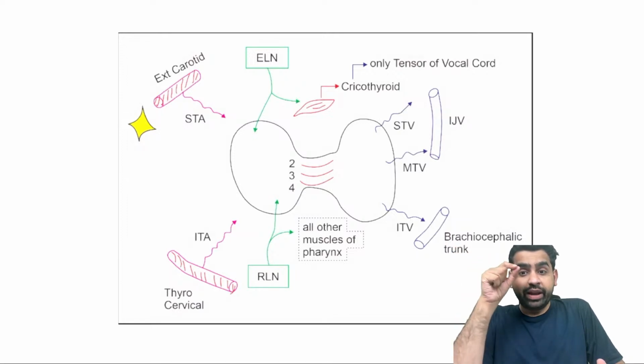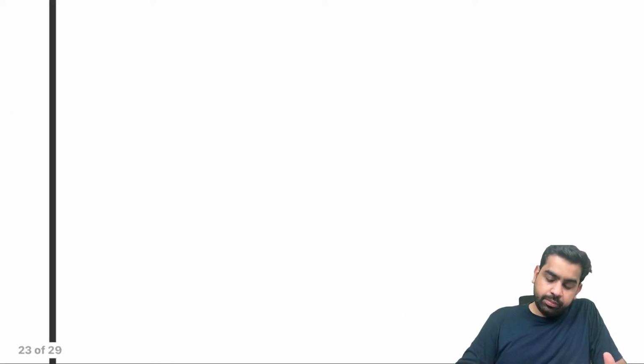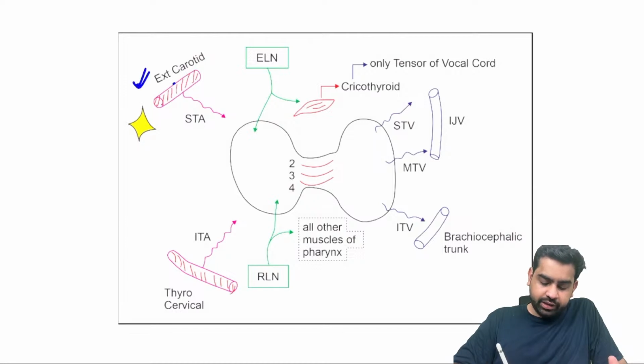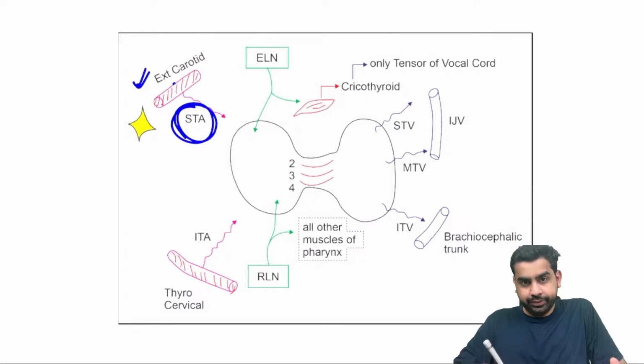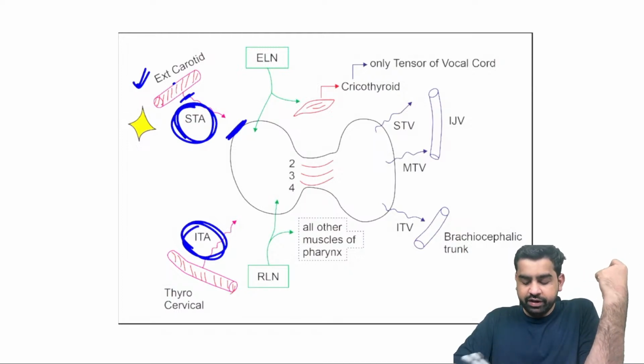Okay, so where do you ligate it? Whenever you are undergoing a thyroidectomy, let's assume there is a patient undergoing a thyroidectomy. Where do you ligate the superior thyroid artery, STA, and the inferior thyroid artery, ITA? Do you ligate it close to the gland or away from the gland? The superior thyroid artery is ligated very, very close to the gland.